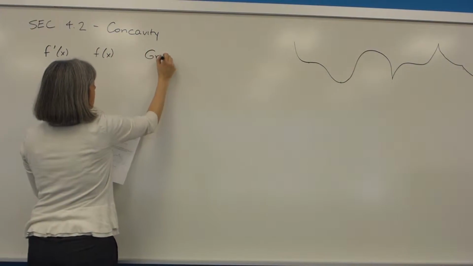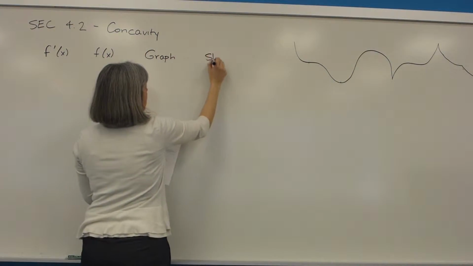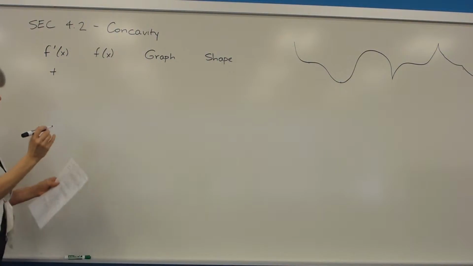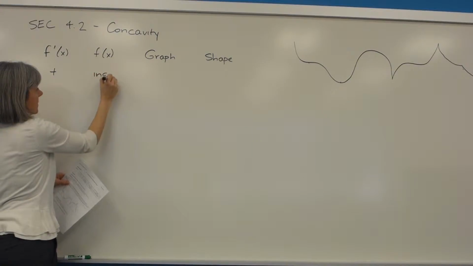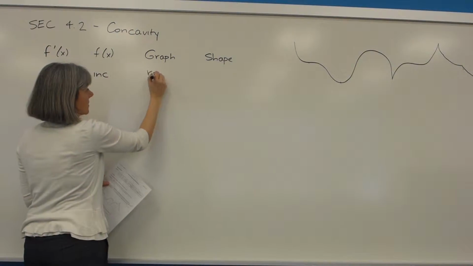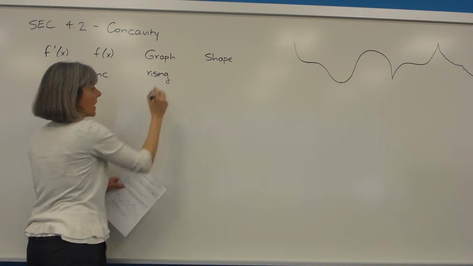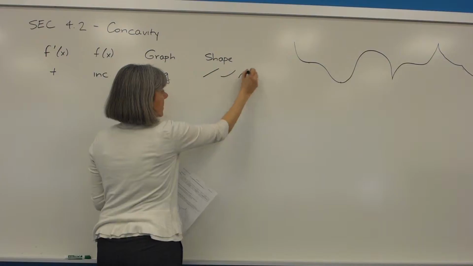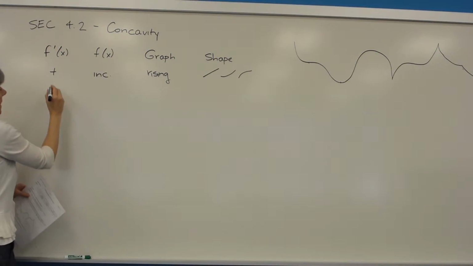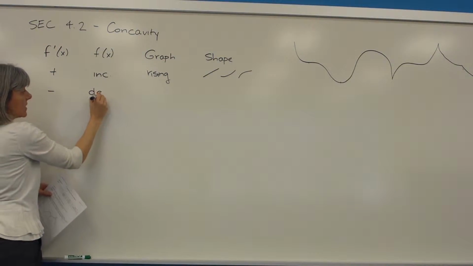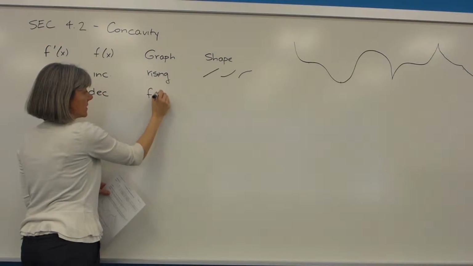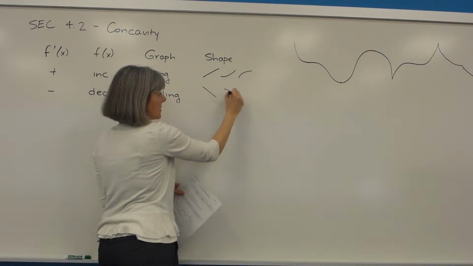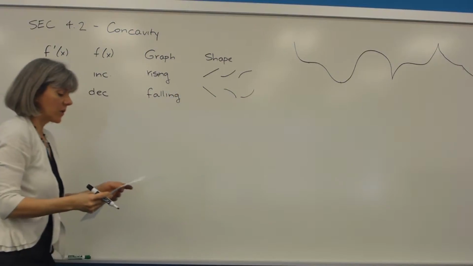Let's try out a few things here. We know that when the first derivative is positive, that means that the function is increasing, and the graph is rising. Now, it can rise with a couple of different shapes. It can be straight, or it can be curved. And today we're going to talk about the curve. We know if it's negative, the function is decreasing, the graph is falling, again, left to right. And also the same thing, it can be straight or curved, in either direction. So let's talk about the curve.